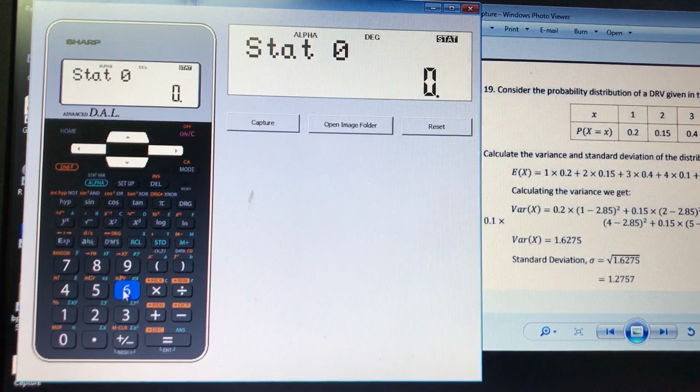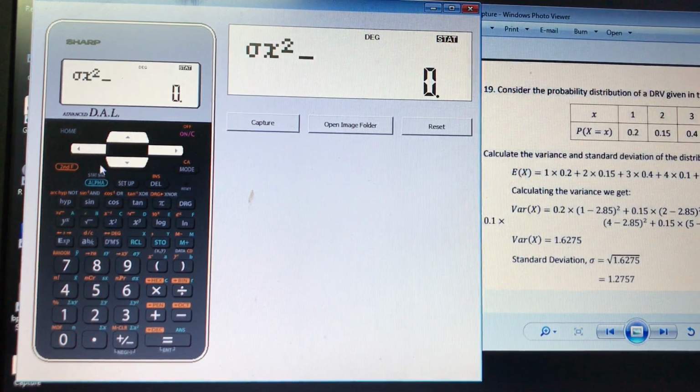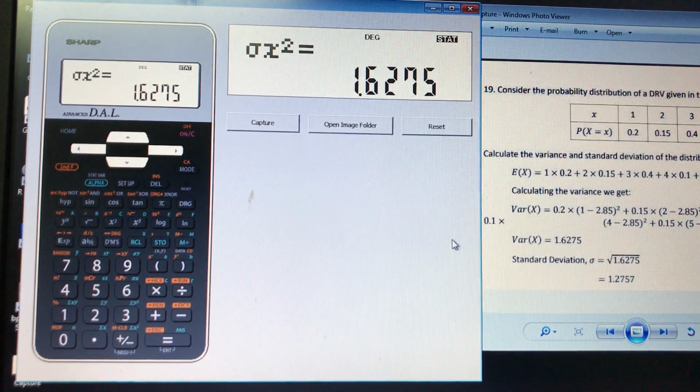So if I go Shift 6, that's sigma of x, the standard deviation of x, and there's those scores as well. And if I forget how to do variance, I can enter the data on my calculator, find the standard deviation, and just remember to square my standard deviation, and I get the variance of my data. Hope you found that helpful.